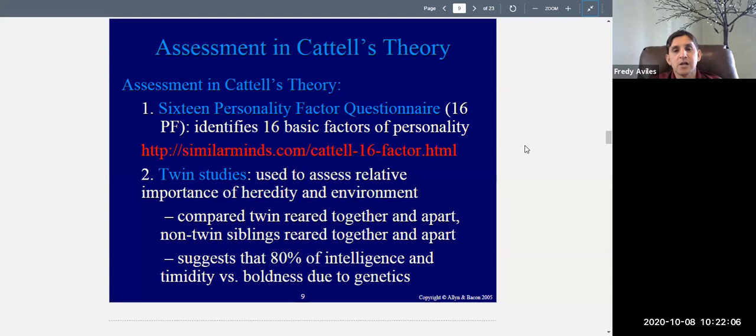So he compared twins that were reared together in the same household and those that were reared apart in different households.